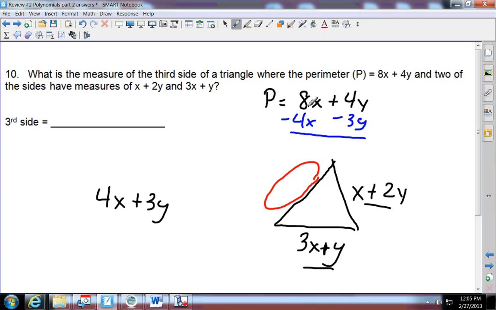So now, 8x minus 4x is 4x. 4y minus 3y is plus 1y. So that's your third side.